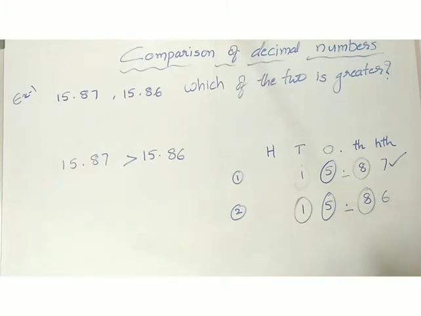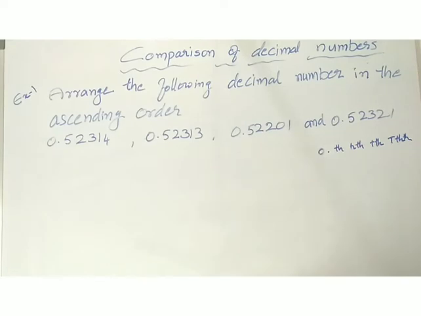Now let me go for IIT questions. Arrange the following decimal numbers in ascending order: 0.52314, 0.52313, 0.52201, 0.52321. For this, first we'll do the rough work.